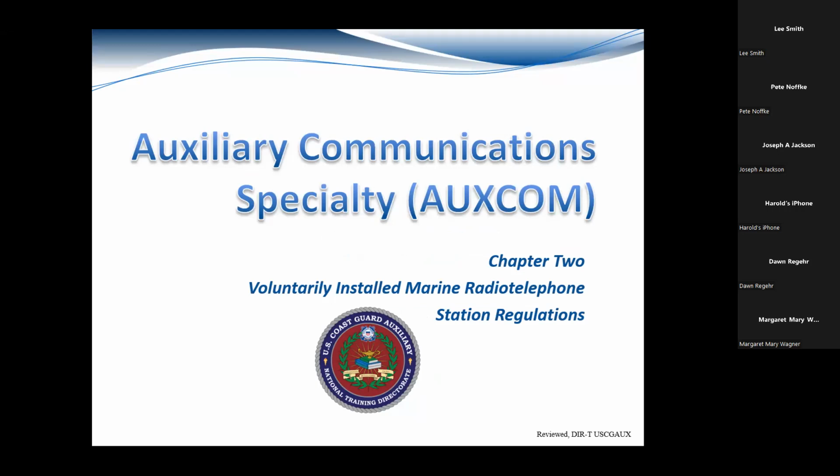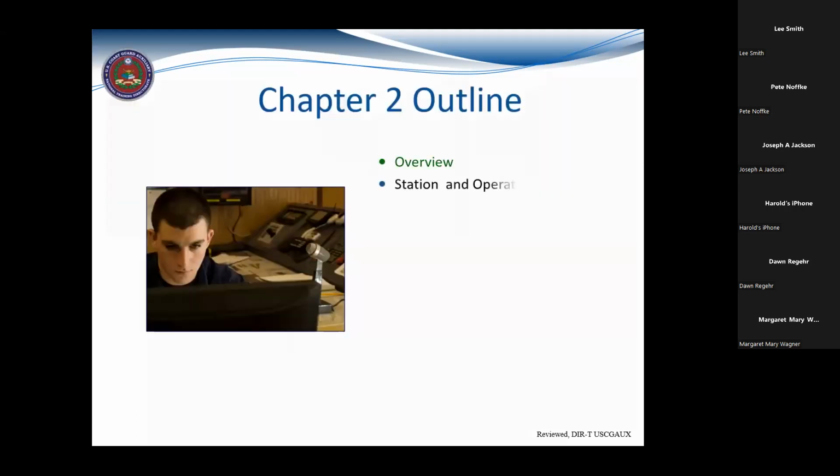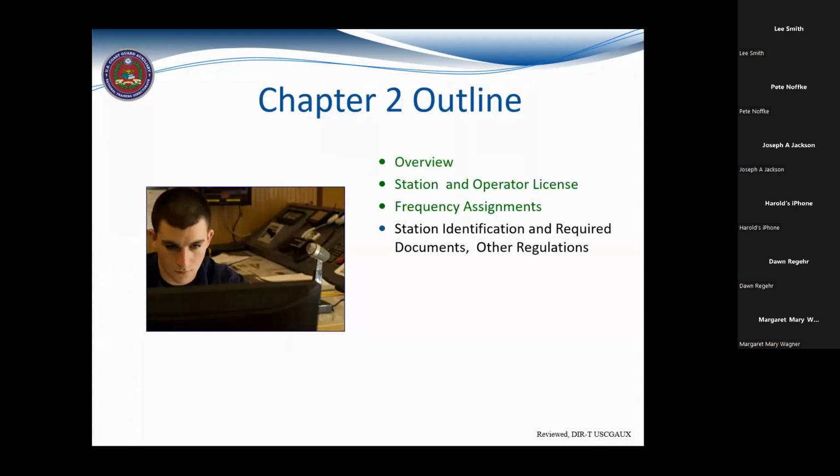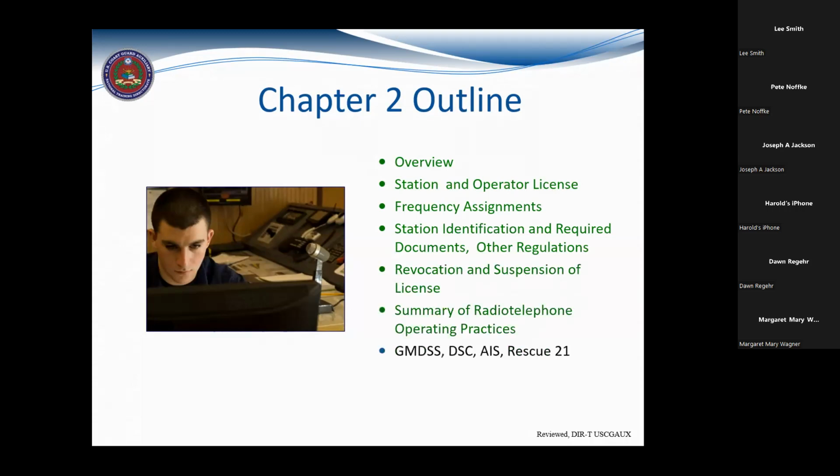Okay. Chapter 2, for the most part, talks about voluntarily installed marine telephone station regulations. So we'll talk about station and operator licenses, frequency assignments, station identification, required documents, other regulations, revocation and suspension, summary of radio telephone operating practices, and a bunch of alphabet soup we'll talk about when we get there.